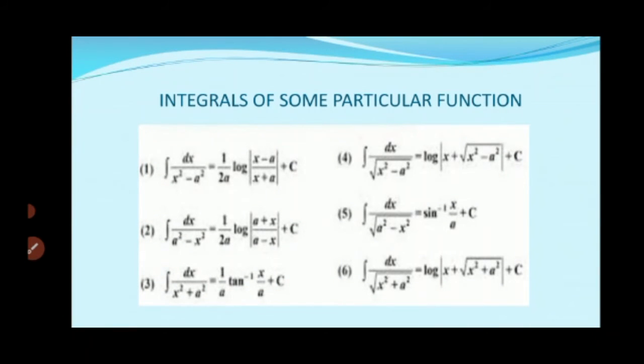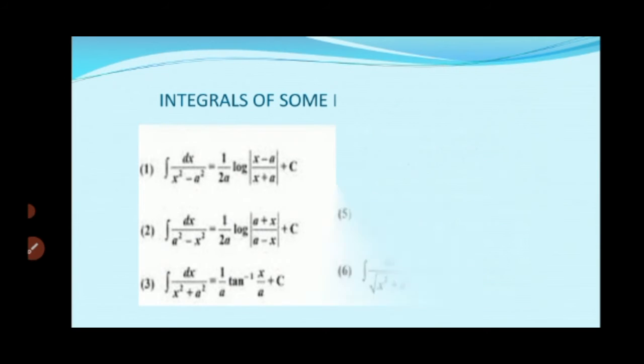You could see, if I have dx upon x square minus a square, the value for that is 1 upon 2a log of x minus a upon x plus a plus c. In this manner, the same thing with root and without root. So children, please memorize these formulas very clearly.